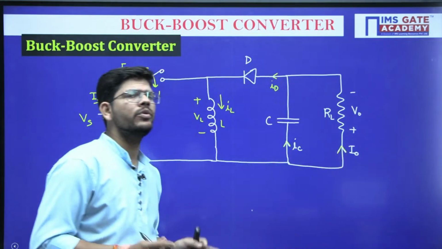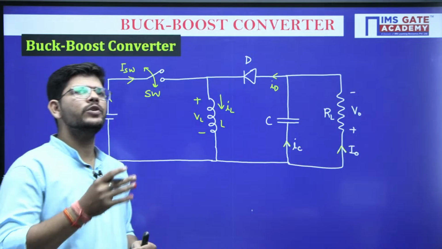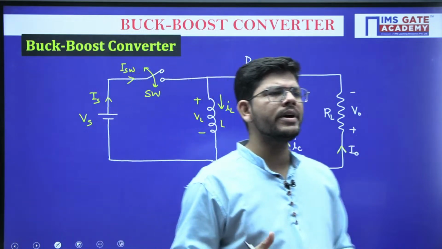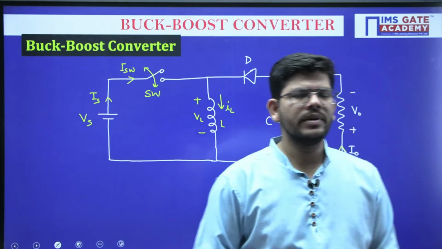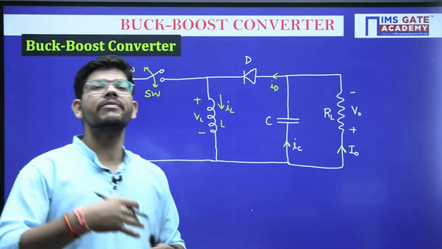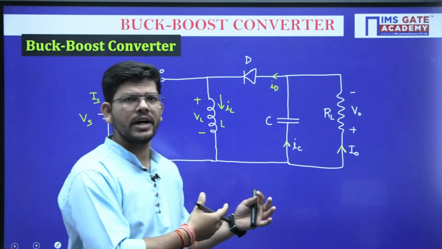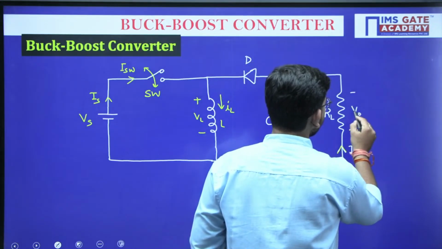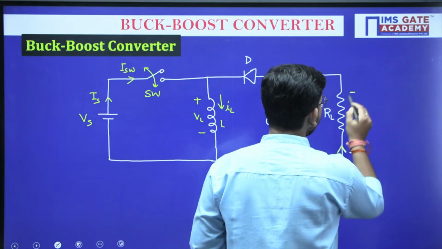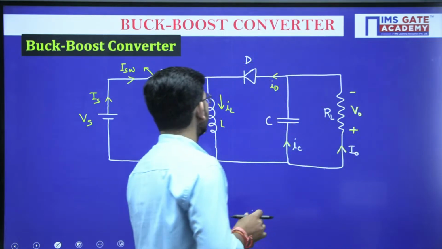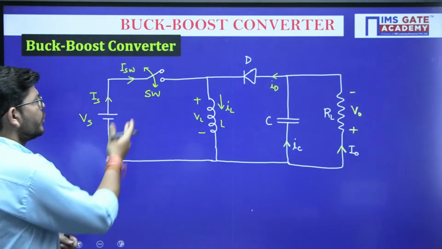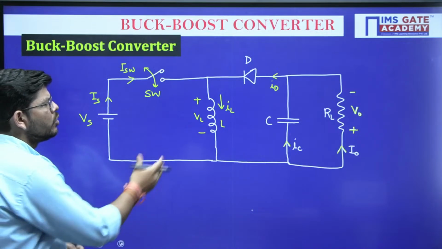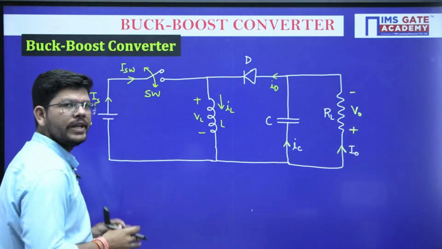All you need to practice, all you need to memorize, all you need to remember is just this circuit diagram, and the rest of the things we will be able to analyze very easily, as we have seen in the buck converter and boost converter. These are the parameters that we have, and we will be finding each one of them one by one. So the switch is present at the source side, and the inductor is now connected in between the input and output side.